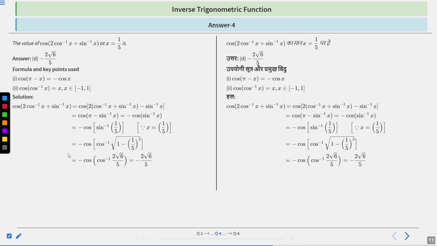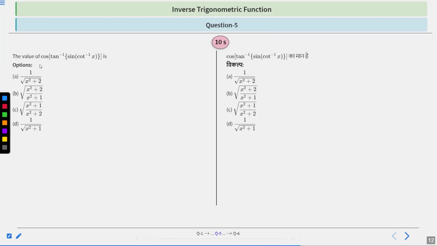Which is equal to minus of cos sin inverse 1 by 5. Since x is equal to 1 by 5, therefore it is equal to minus of cos inverse root over 1 minus 1 by 5 square. Clear? Therefore, it is equal to minus of cos inverse 2 root 6 upon 5. Now we know that cos of cos inverse x is equal to x when x is between -1 to 1, right? Therefore, minus of cos of cos inverse 2 root 6 by 5 is equal to minus of 2 root 6 by 5. Clear? Therefore, option D, minus of 2 root 6 by 5 will be the right answer. Clear?